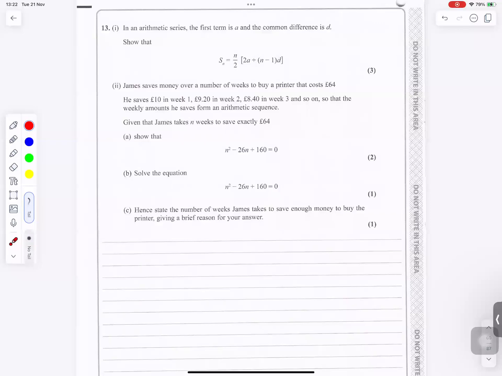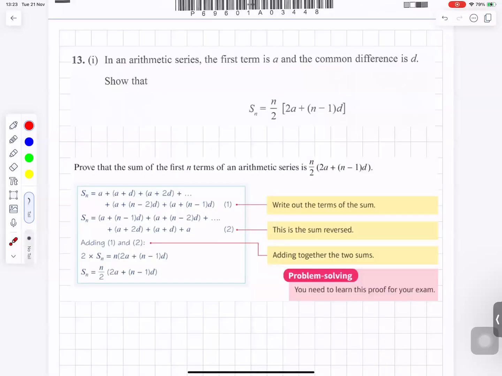Question number 13. We want to show that that's the formula for the sum of the n terms. So the first thing you do, you list them: the first one is a, second one is a plus d, third one is a plus 2d. You list them all to the nth one. And then the sum of n: a plus n minus 1 d, a plus n minus 2 d, and so on. You write this in reverse, starting from the biggest going down. And then you add equation 1 and equation 2, the two sums. When you add them, you get n times 2a plus n minus 1 d. And then you divide by 2, you get that expression.